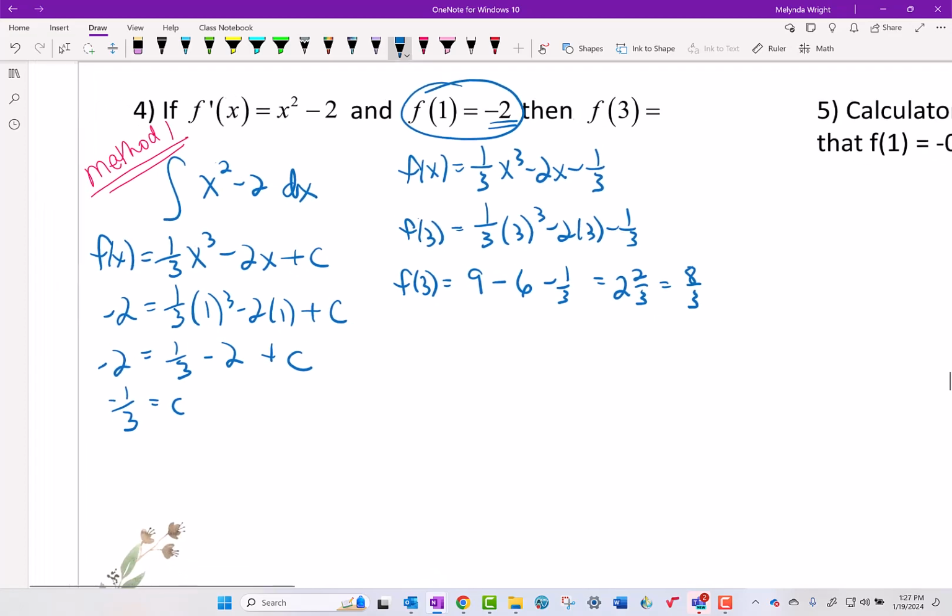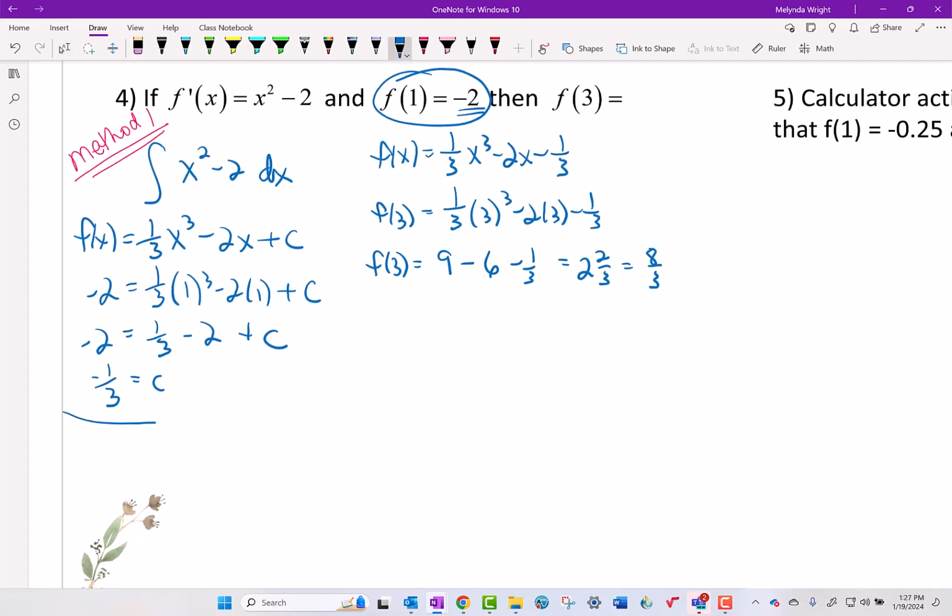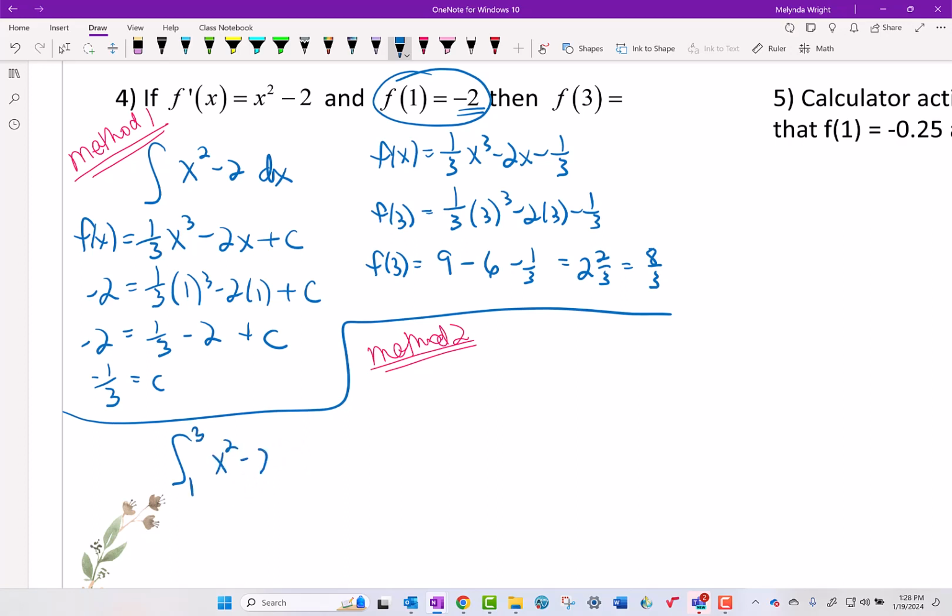Okay, and I'm going to shrink this a little bit. This is method 2. On method 2, we're going to do a definite integral. So I'm going to do the integral from 1 to 3 of x squared minus 2 dx. And now let's talk about why I'm doing the integral from 1 to 3. Where did I get those numbers? I got the numbers from here. This is the x value that I have and the x value that I want. I would put on the bounds the x value that I have and the x value that I want. That's where the numbers come from.